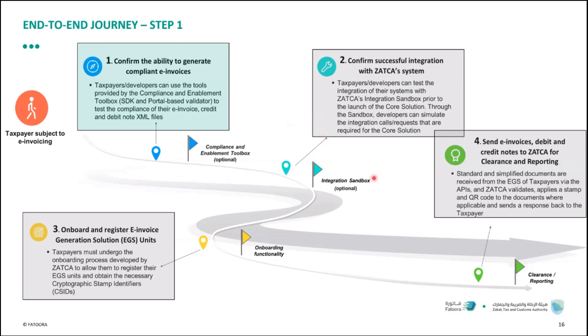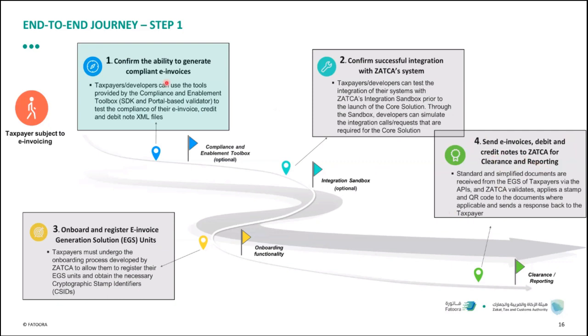Once you have gone through these 2 preparation phases, you can log into faatura.zatca.gov.sa, which is the Faatura platform portal. There you will be able to onboard and register your e-invoice generation solution, or EGS units. This can be in the form of a cash register, an ERP system, or an accounting system. Whichever system you're using to generate invoices needs to be onboarded individually here. Once onboarded, you'll be able to go to the last stage, which is sending the actual invoices, debit and credit notes to ZATCA for clearance and reporting.